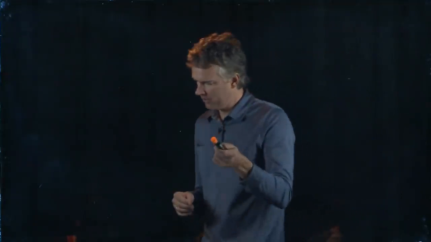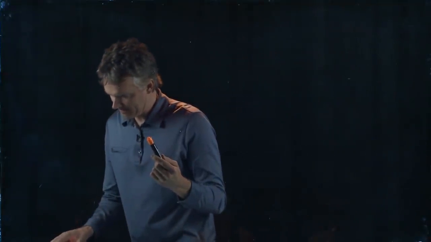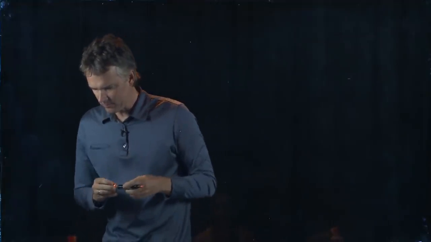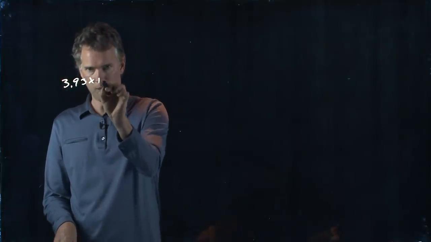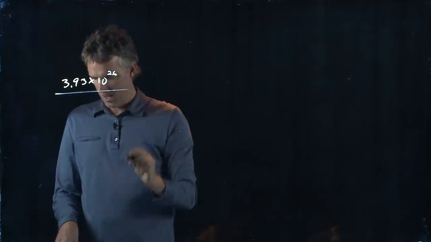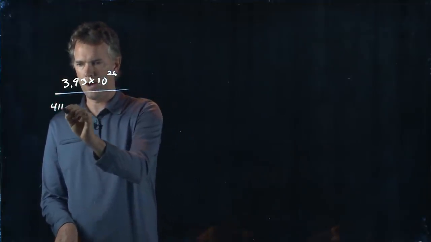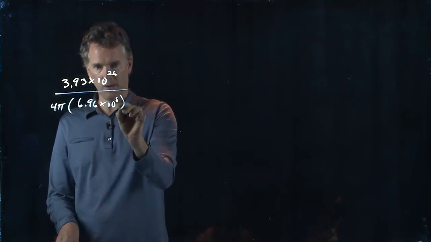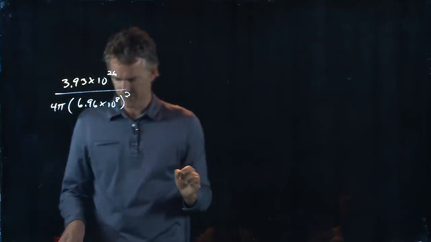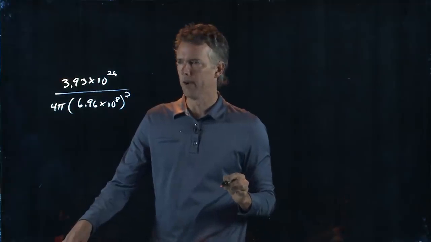Did somebody get a different number for that last calculation? I did. Okay, what'd you get? I got 4.49 times 10 to the 16. That doesn't sound quite right, but let's just double check. So we had 3.93 times 10 to the 26, and then we had a 4 pi, and then we had 6.96 times 10 to the 8, but that whole thing was squared. Did you remember to square it? Oh, no. Okay. All right, good.